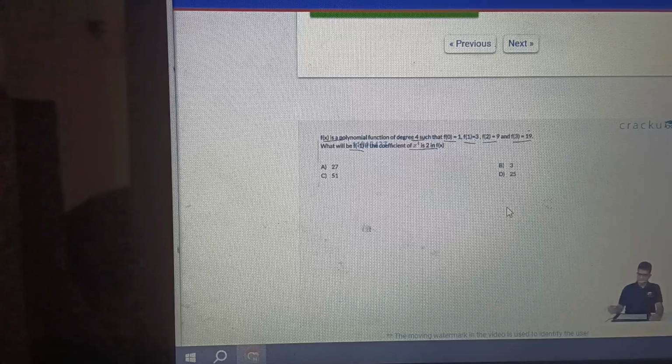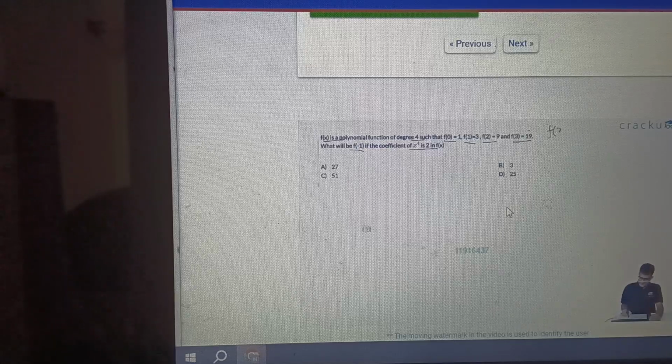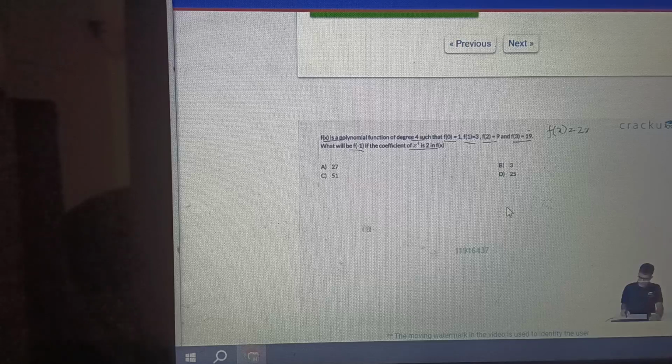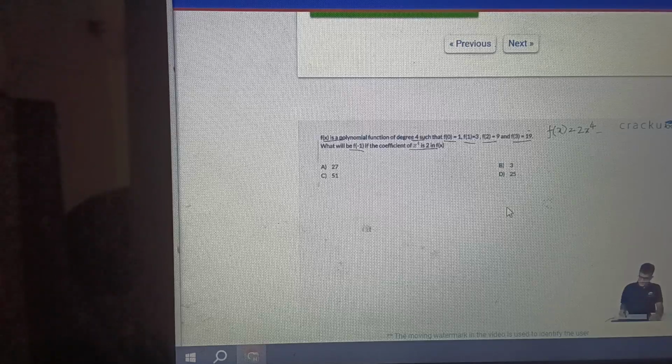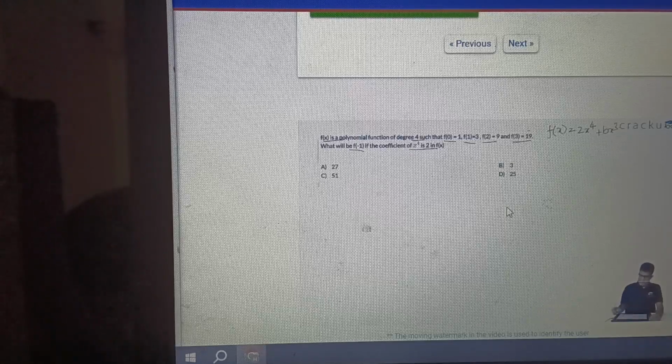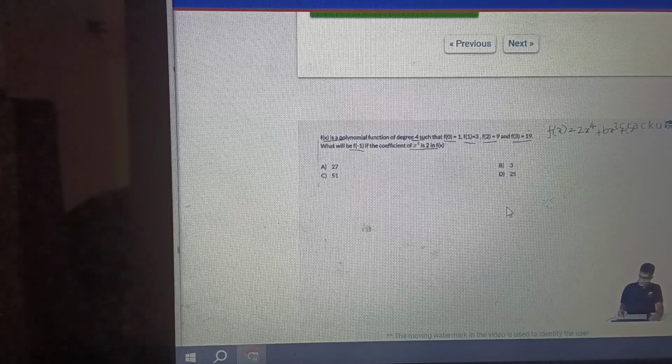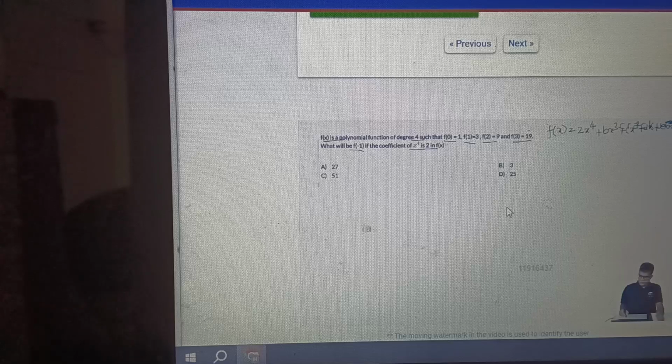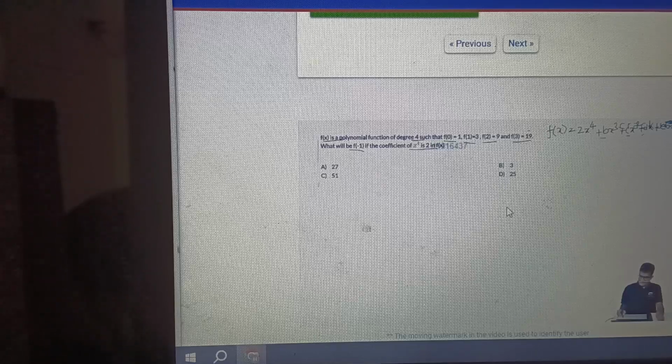So the information that we are given is that f of x is of the form 2 into x to the power 4 plus b into x cube plus c into x square plus d into x plus e. This is what we know about f of x and we are asked to calculate the value of f of minus 1. How are we going to calculate the value of b, c, d and e?